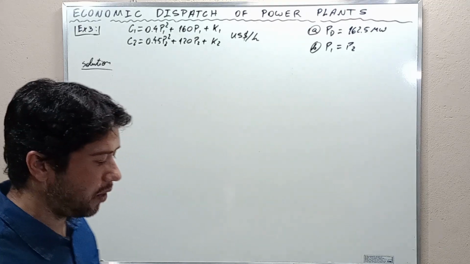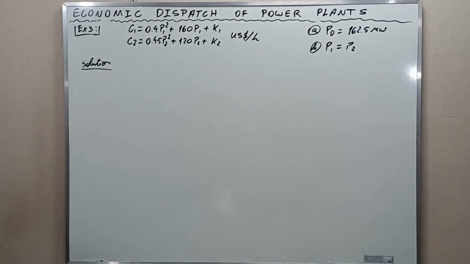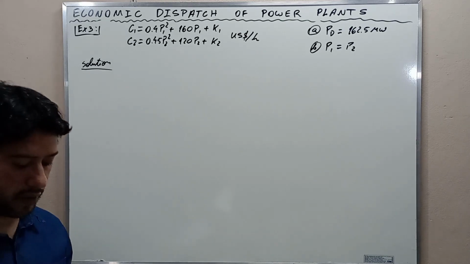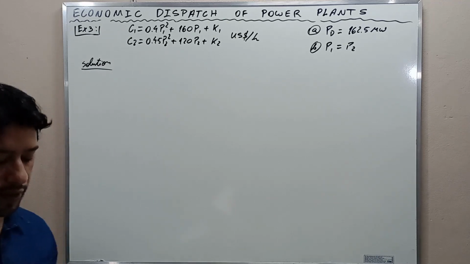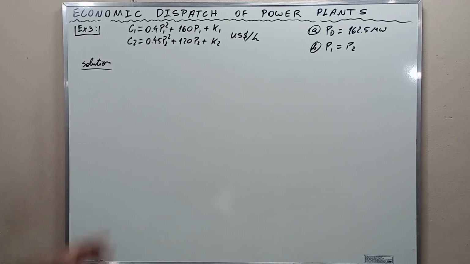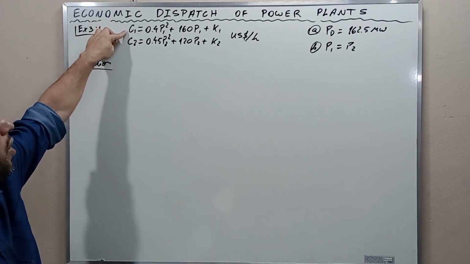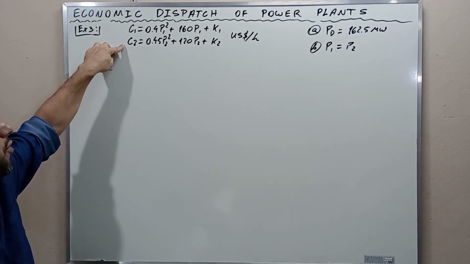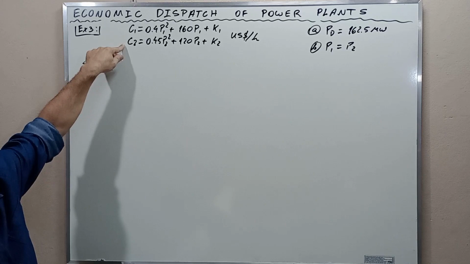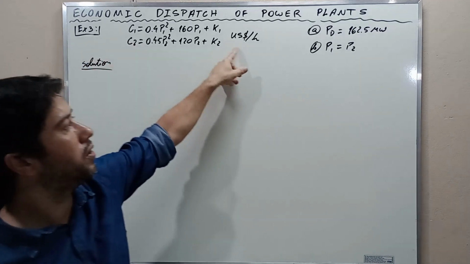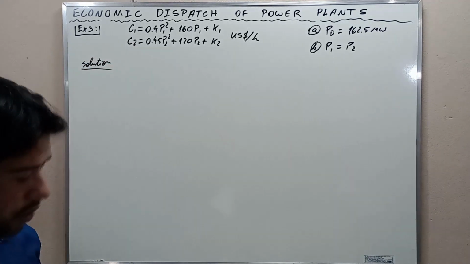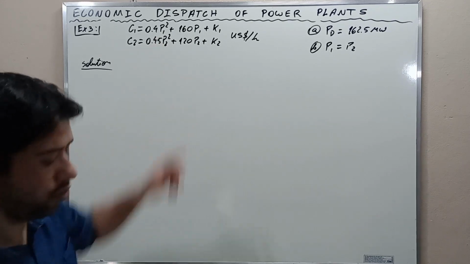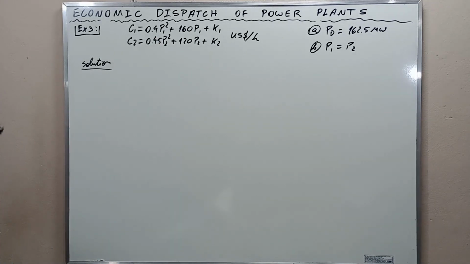Exercise number 3 now. Consider a thermal power plant with 2 generating units with slightly different operating cost characteristics as follows. This is the cost of operating generating unit 1, and this is the cost of operating generating unit 2 in dollars per hour, in which P1 and P2 denote power outputs in megawatts.